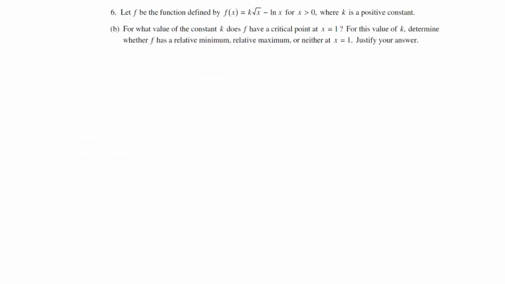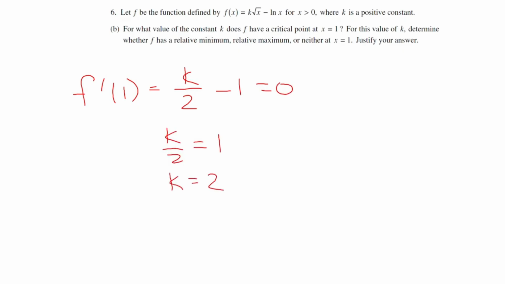In part B, it asks us for what value of the constant k does f have a critical point at x equals 1, and then determine min, max, or neither at that critical value. So f prime of 1, right, we had k over 2 root x, so that'll be just k over 2, and then minus 1 over 1, so that'll just be minus 1. And we want this to equal 0, so we can see that that equals 0 when k over 2 is equal to 1, or when k is equal to 2.